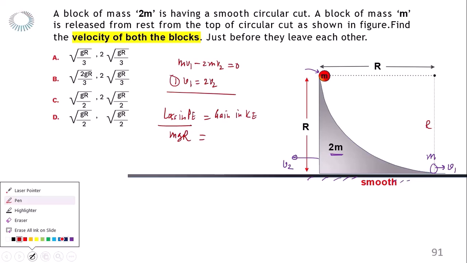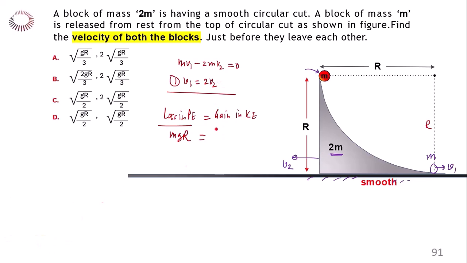So kinetic energy is gained by both the particles, one particle having the energy of half m v1 square, another particle having the energy of half into 2m into v2 square. So this is the second equation. The solution of these 1 and 2 will give the values of v1 and v2 separately. So from the second equation, multiply both sides by 2. So I am getting 2gr equal to v1 square plus 2 v2 square.